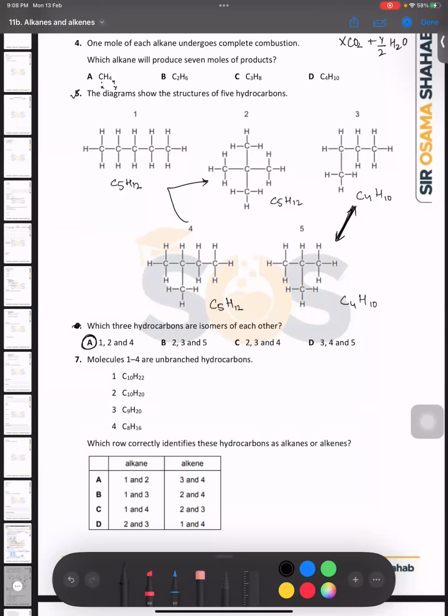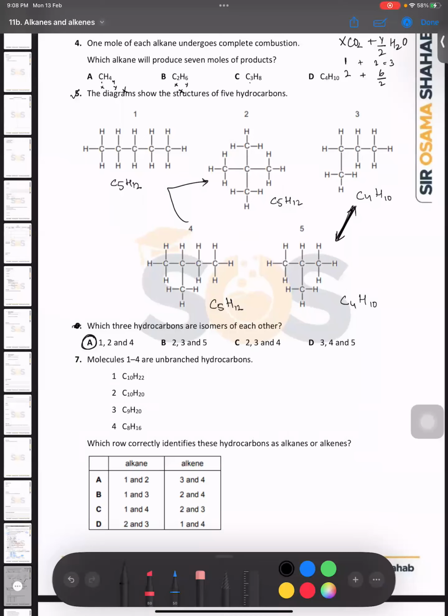So 4 over 2 would be 2, plus 1, it will give you 3 molecules. So that is not the right answer. And over here, the value of X is 2 and the value of Y is 6. So 6 over 2 would be 3, 3 plus 2, 5. This is not the right answer either.